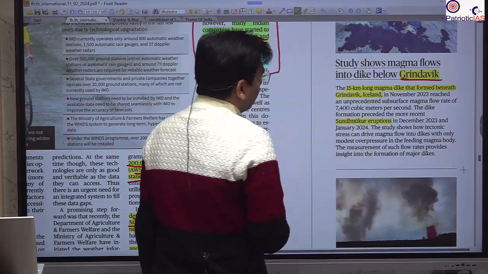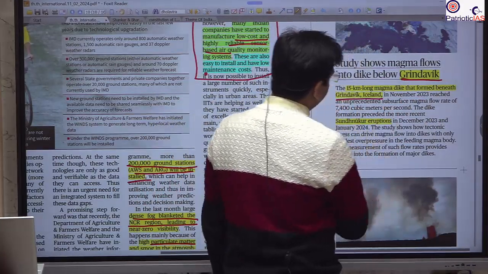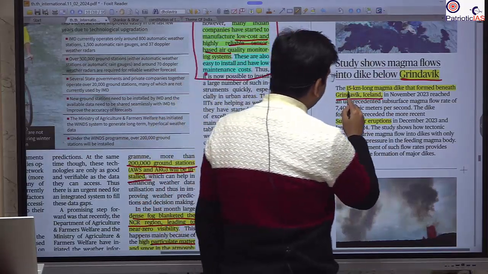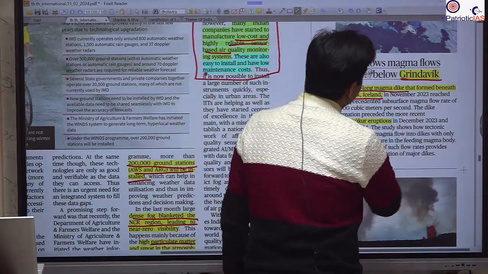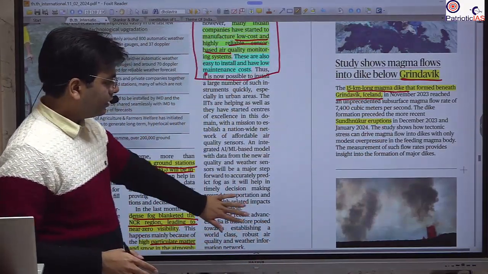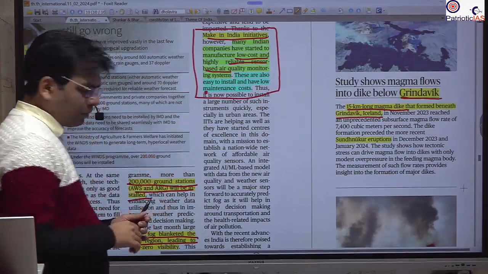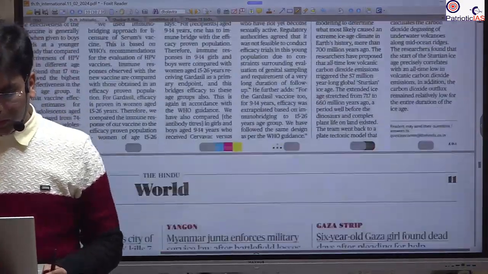Okay, another thing you should remember is this place. This is Grindavik. This is in Iceland. Here we have found a 15-kilometer long magma dike. You just need to remember why it is in the news. So this is all for today's news. One more thing we will cover, and after that we will wind up our session.